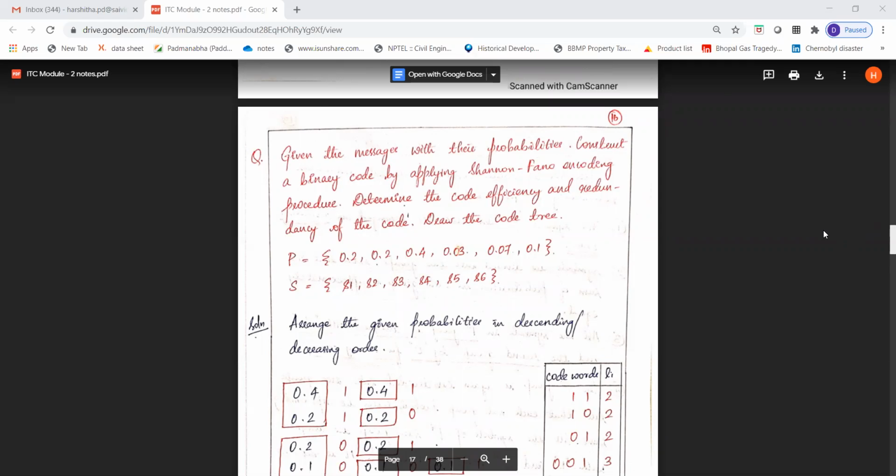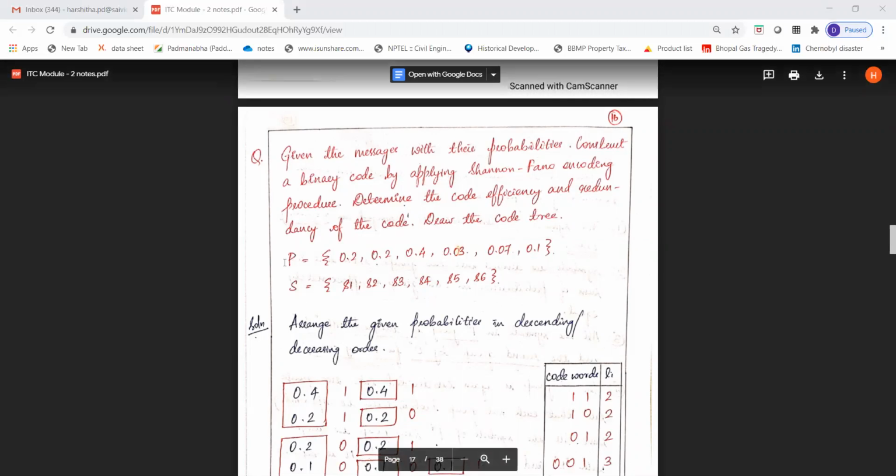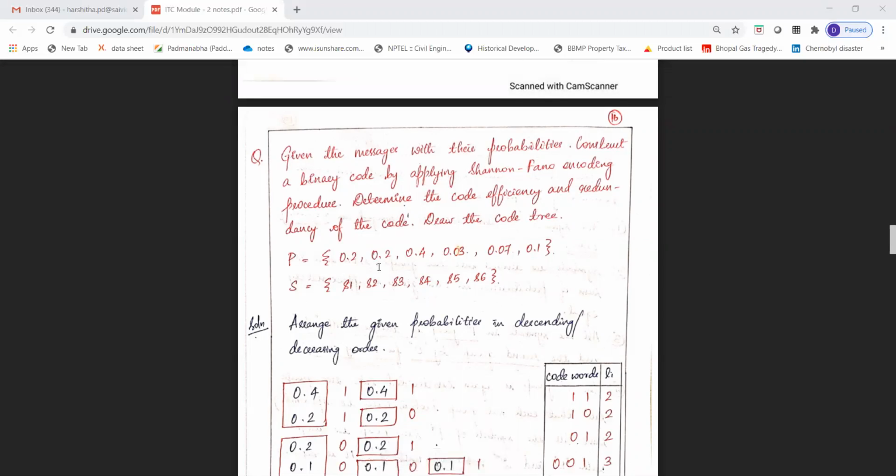Shannon-Fano encoding algorithm. So the given problem is: given the messages with their probabilities, construct a binary code by applying the Shannon-Fano encoding procedure. Determine the code efficiency and redundancy of the code. Also draw the code tree. The probabilities given are 0.2, 0.2, 0.4, 0.03, 0.07, 0.1. The symbol set is S1, S2, S3, S4, S5 and S6.